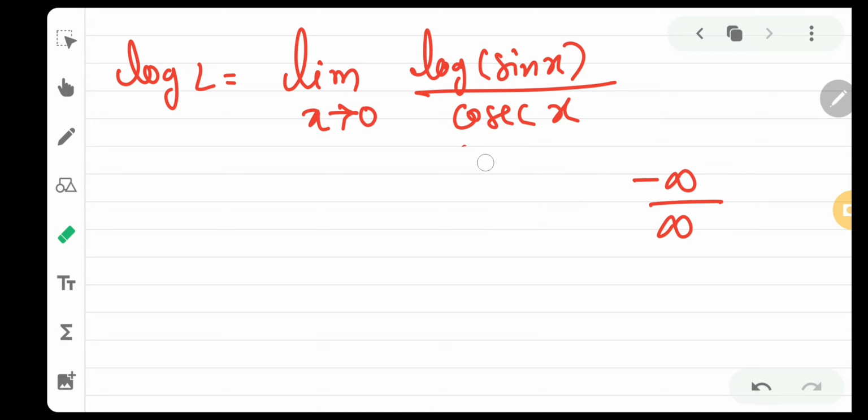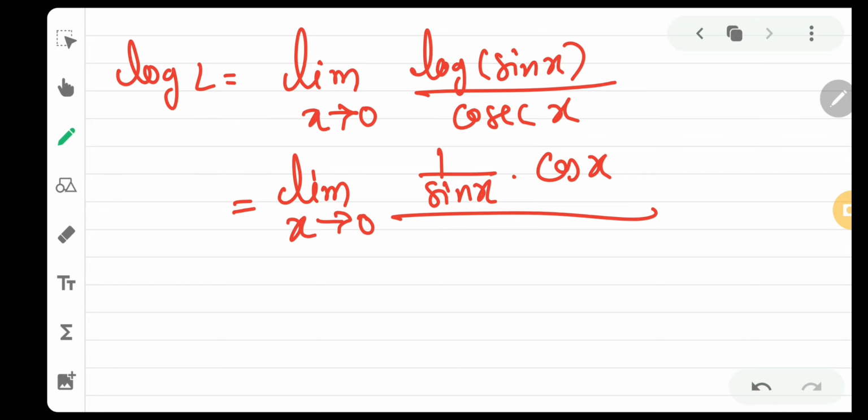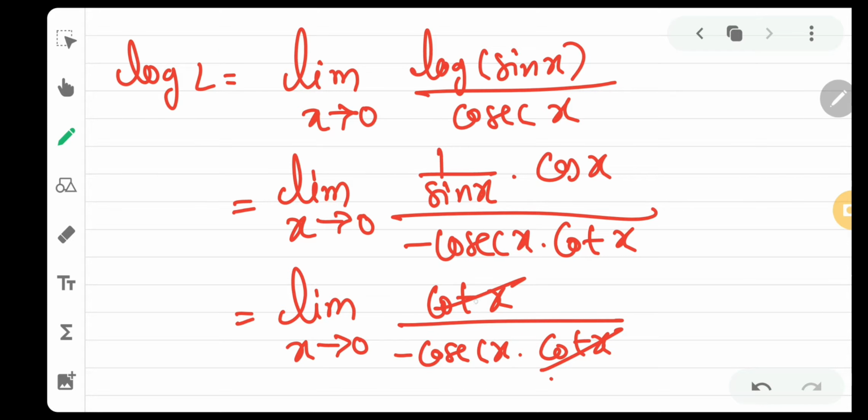And L'Hopital's rule we already know. We differentiate the numerator and then the denominator separately and then check our answer. So limit x tends to 0, the derivative of log of sin x is 1 upon sin x dot cos x by chain rule, and the derivative of cosec x is minus cosec x dot cot x. So as you can see, we have limit x tends to 0, and in the numerator we have cot x, and in the denominator we have minus cosec x dot cot x. So cot x and cot x got cancelled.